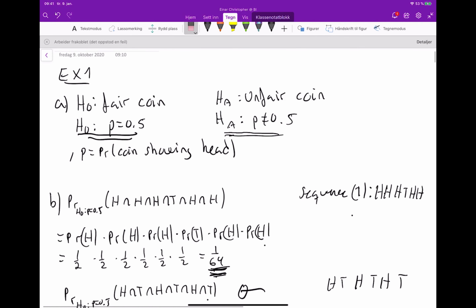So if P is the probability that the coin shows head, then H0, the null hypothesis, will be that P is 0.5, because then it's equal probability that we get head as tail. And the alternative hypothesis is that P is not equal to 0.5.